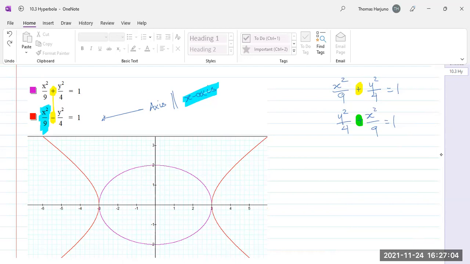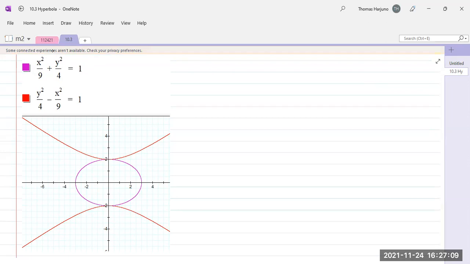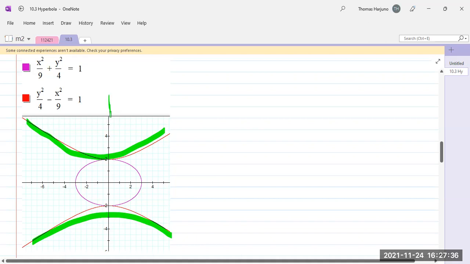Now, you can see that actually in the next graph. That's the same ellipse that we had earlier, x squared over 9 plus y squared over 4, which gives us this purple ellipse. But if I purposely write the y squared over 4 at the beginning, minus x squared over 9 as my next term, then the hyperbola, as we said earlier, will open up and down, where the axis of that hyperbola is parallel to the y-axis.